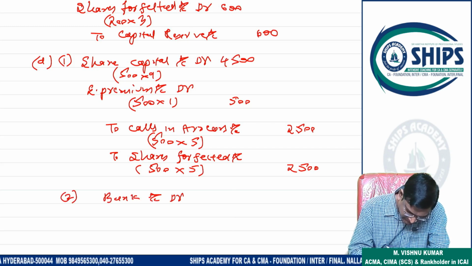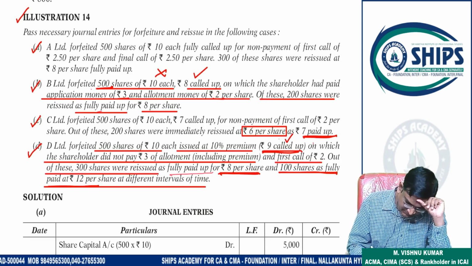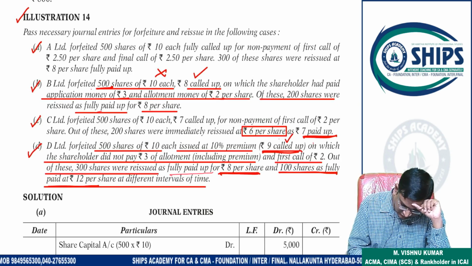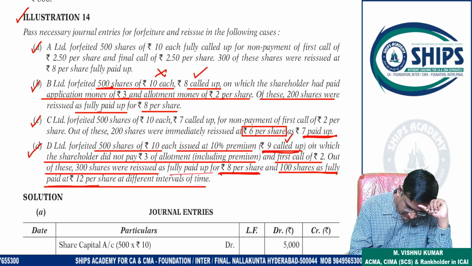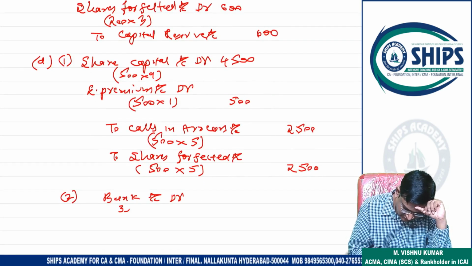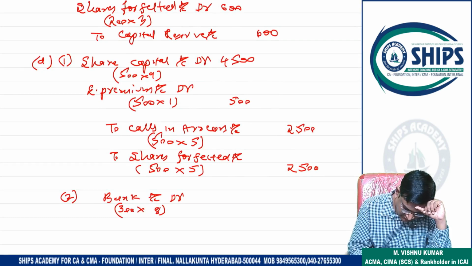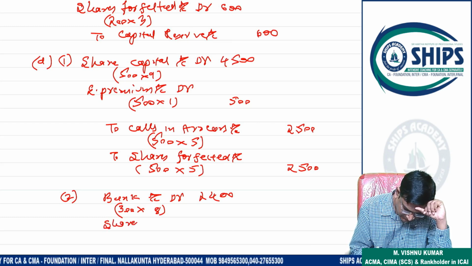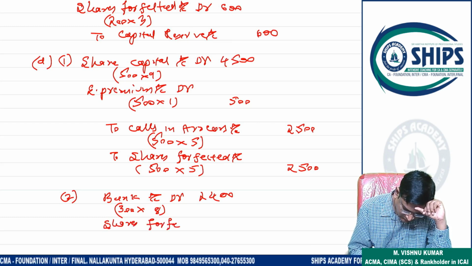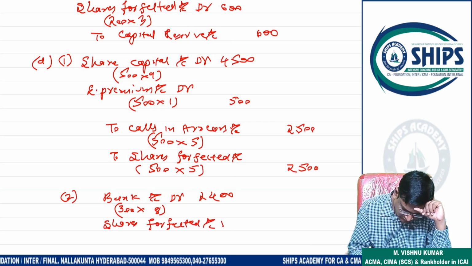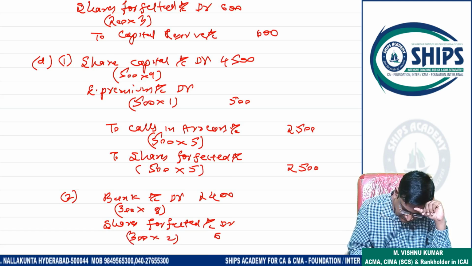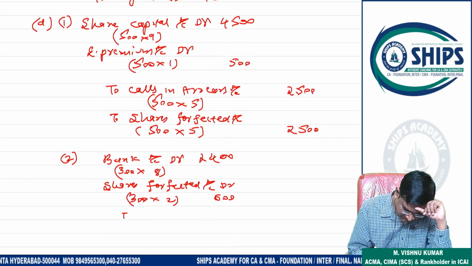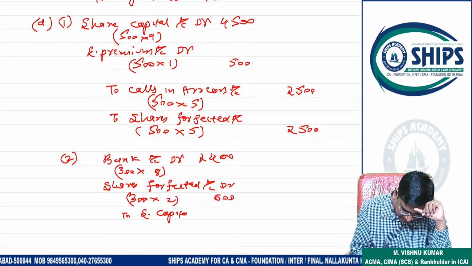Next, bank account debit. Here the shares are reissued separately. 300 shares were reissued at the rate of 8. 100 shares issued at the rate of 12. Okay, I am writing the entry for 300 shares. 300 shares into 8, 2,400. Shares forfeited account debit. Amount given 100. Share capital.